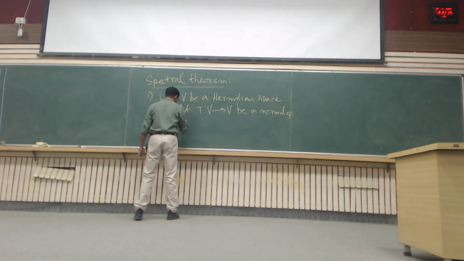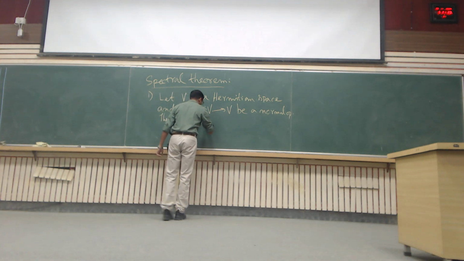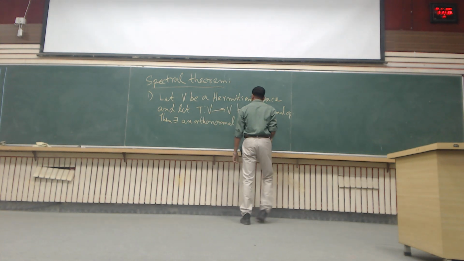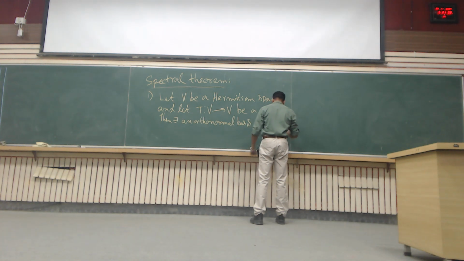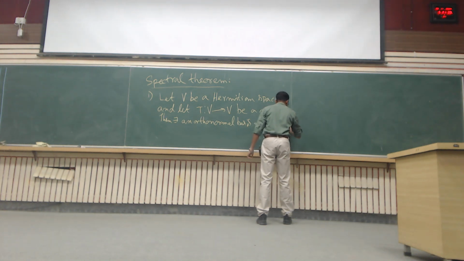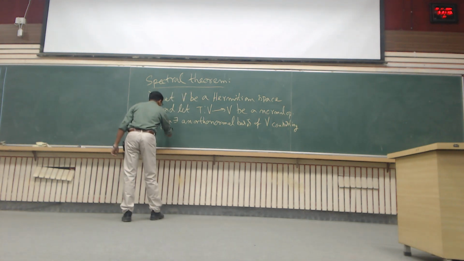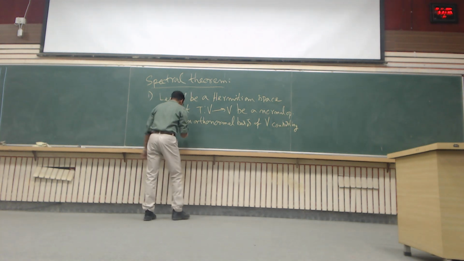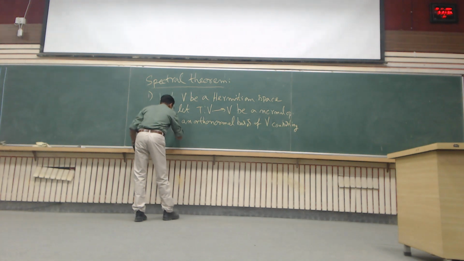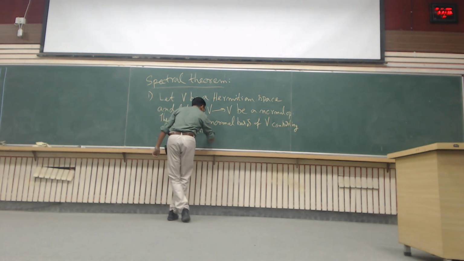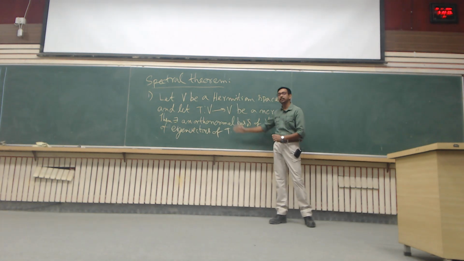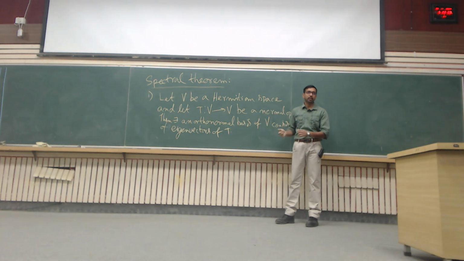Then there exists an orthonormal basis of V consisting of eigenvectors of T. In matrix form, that would imply that if you have a normal matrix, it would be diagonalizable by a unitary matrix.